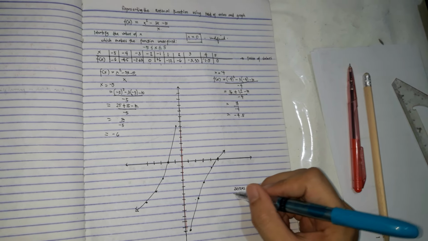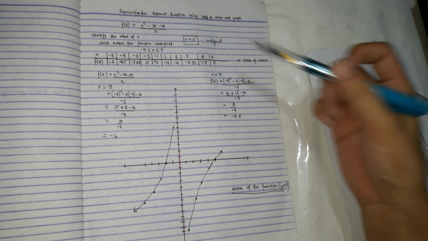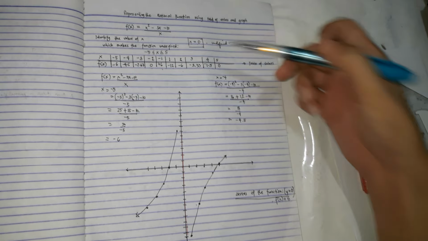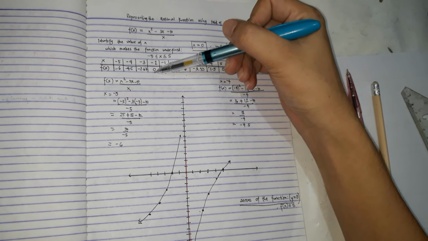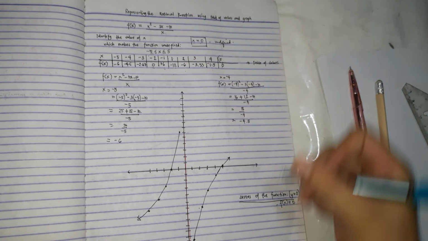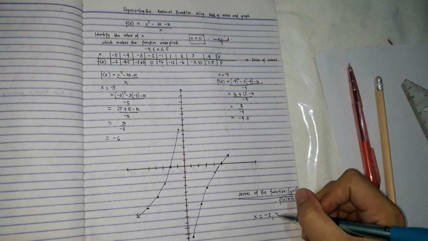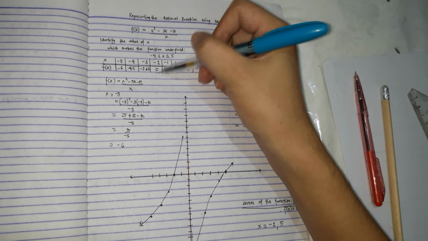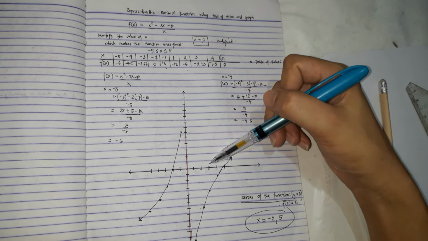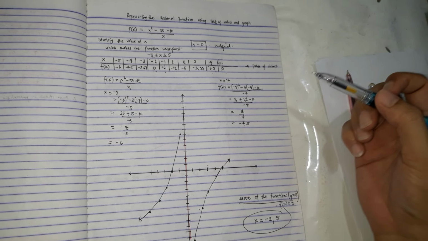So next, we're going to identify the zeros of the function. Ibig sabihin, y is equal to 0, or f of x is equal to 0. Saan dito nag-f? Ang f of x is 0. So this one and this one. So the values of x in here are the zeros: negative 2 and positive 5. So these are the zeros. So this is the graph of this function. Later we're going to find out more about graphing, and that's it.